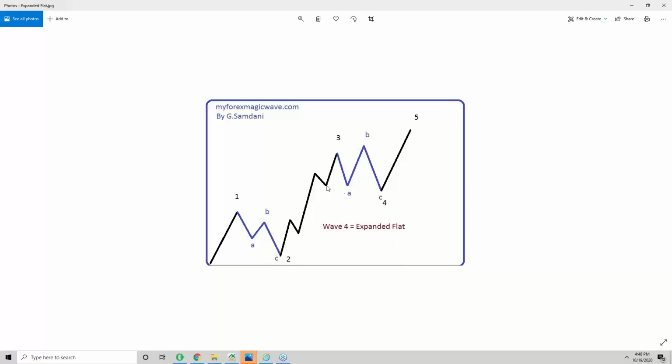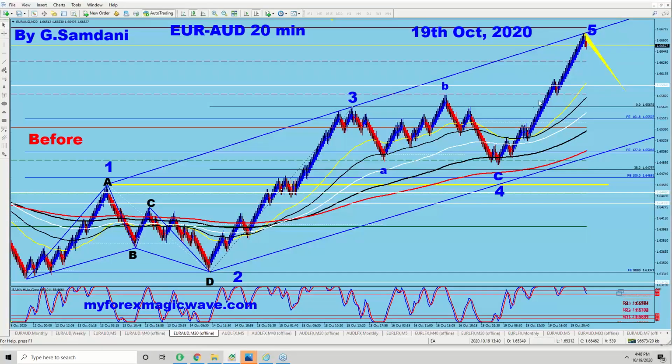Now the flat. This is exactly what an expanded flat is, and it's a rare kind. It doesn't happen all the time. It doesn't show up most of the time, but it is there. It happens once in a while, and that once in a while was last night. Actually not last night, but still we just finished that wave 5. This is how we are doing it right now.